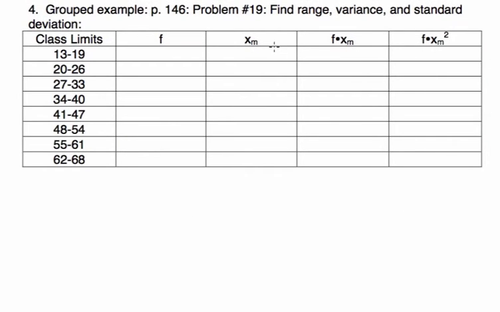I will need to copy my frequencies from the book and find my midpoints. Again, to find the midpoint, you take the class limits, add them, and divide by 2. So 13 plus 19, enter, divide by 2. You should get 16. So I will fill in my frequencies and midpoints.